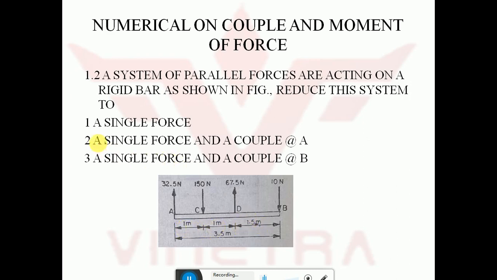First, they are asking for a single force. A single force indicates that all four forces are to be converted into a single force which has the same effect. I need to reduce this whole system to a single force. How will we reduce it to a single force? If we find the resultant, that itself is the single force. So how to find the resultant? The first bit I will solve here only.